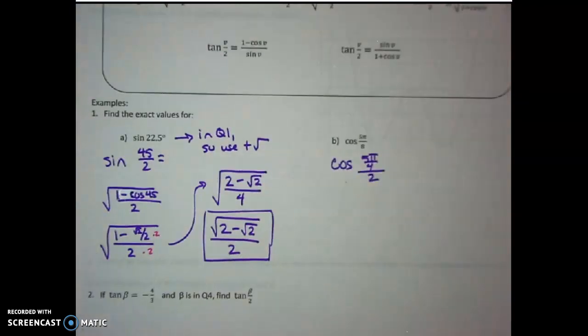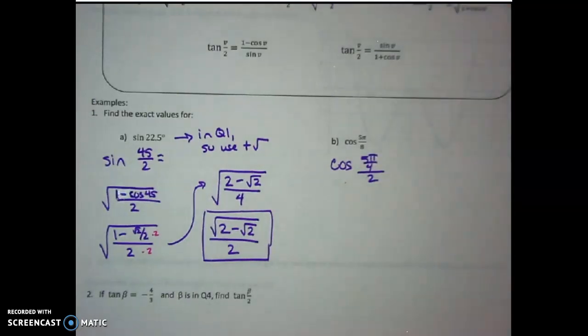Next, the 5 pi over 8. I hope you recognize that 5 pi over 8 is half of 5 pi over 4, so I could rewrite this using 5 pi over 4 divided by 2 would give me my 5 pi over 8. Now again, you're just going to use that formula.